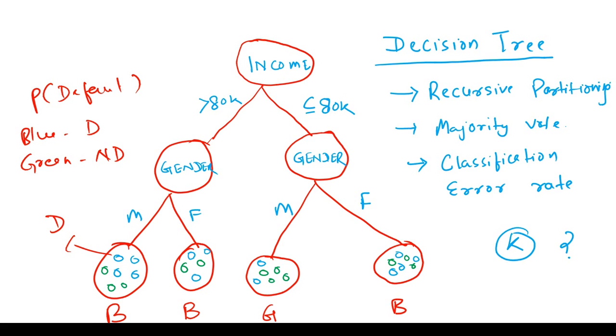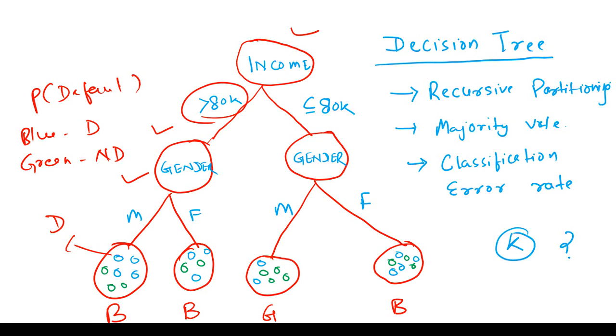So the two factors we have taken into consideration: one is income of the customers and then gender of the customers. Then the first splitting of the data, or the partitioning of the data, happens through whether the income of the customer is greater than $80,000 or less than $80,000. We'll learn how this threshold value of 80,000 as the income has been chosen.